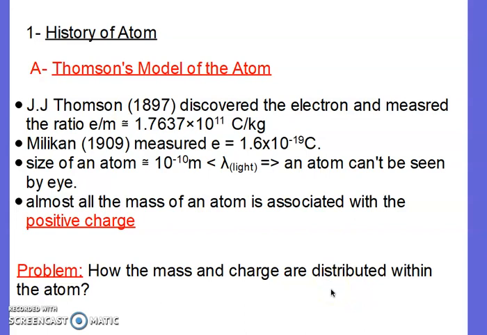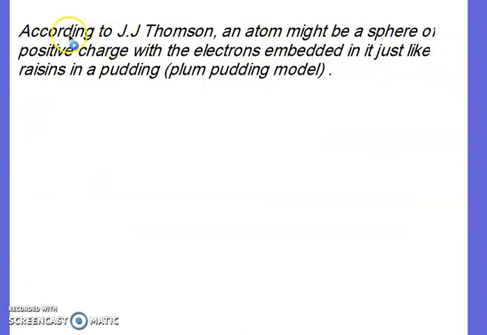Okay? So an atom contains positive charge, which we call nucleus now, and negative charge, which is carried by the electron. According to Thomson, how are they distributed within the atom? Now, in Thomson's imagination or Thomson's model, they are distributed like this. According to Thomson, an atom might be what?